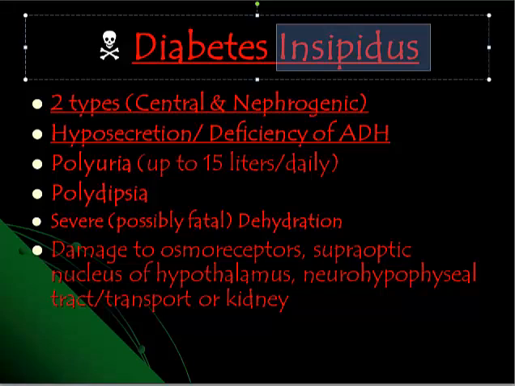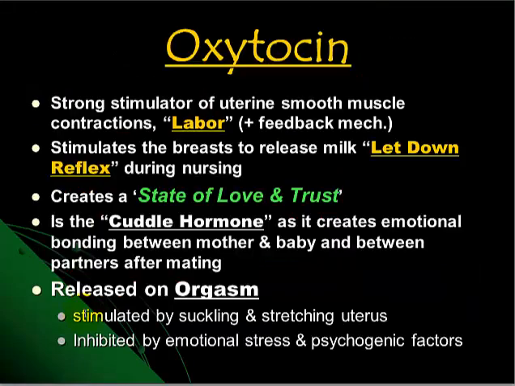will be thinking about. The second of the hypothalamic hormones is oxytocin. Oxytocin is known as the cuddle hormone. It's the hormone responsible for trust, bonding, and love between two individuals.